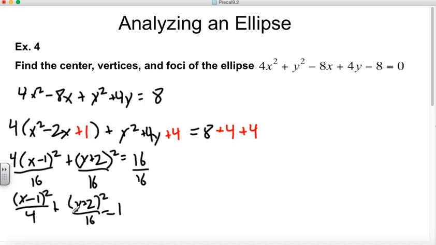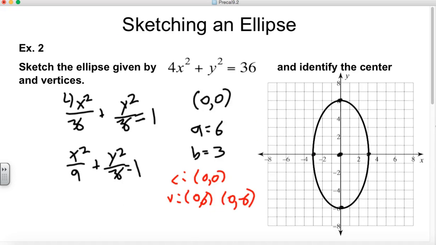Okay, so again we want to find the center, vertices, and foci. Well, we can find the center now. We can identify it. Your center is 1, negative 2. You just do the opposite of these to find h and k. That's a terrible sign right there. That's a plus, but it looks really bad. So there's our center.